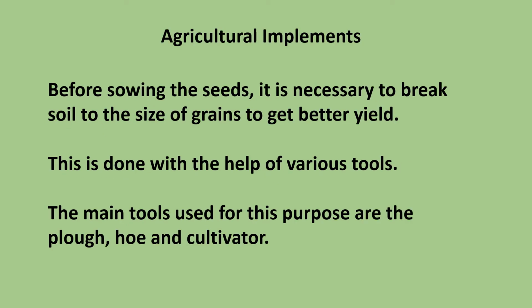Plowing of the field is done by certain agricultural implements. Before sowing the seeds, it is necessary to break soil to size of grains to get better yield. It is done by the help of various tools. The main tools used for this purpose are the plow, the hoe, the cultivator, the tractor, etc.